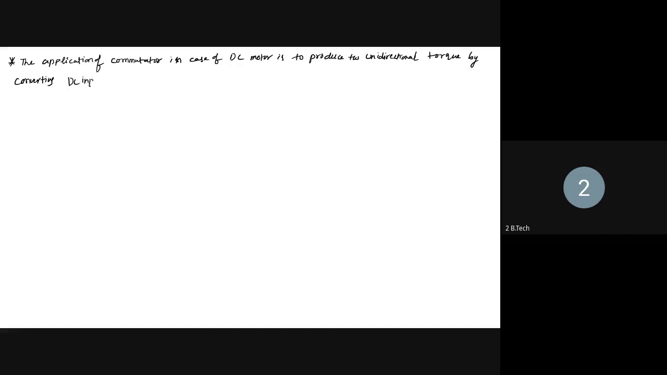Now see, the application of commutator in case of DC motor is to produce the unidirectional torque by converting DC input voltage to AC EMF in the armature.